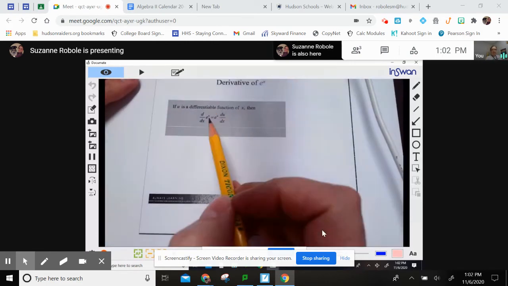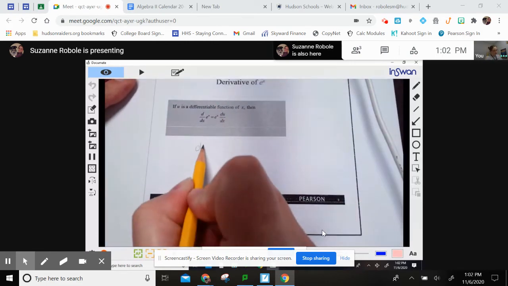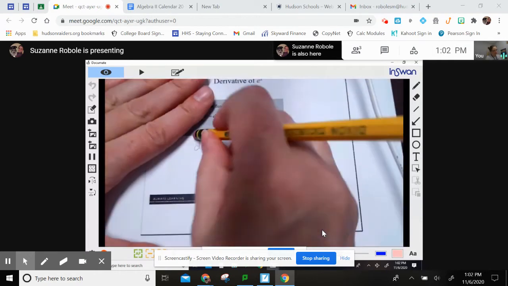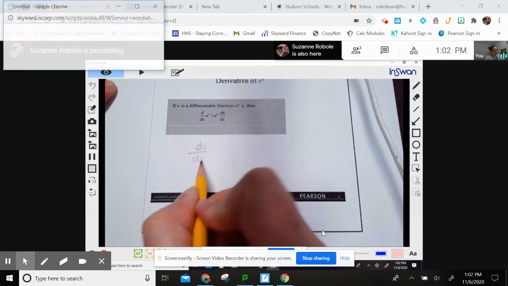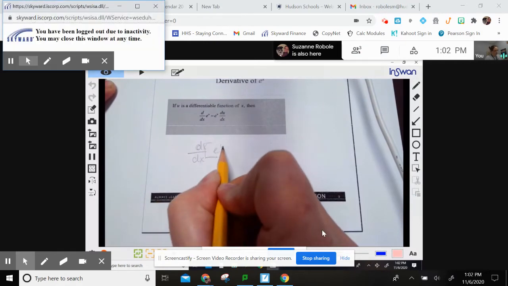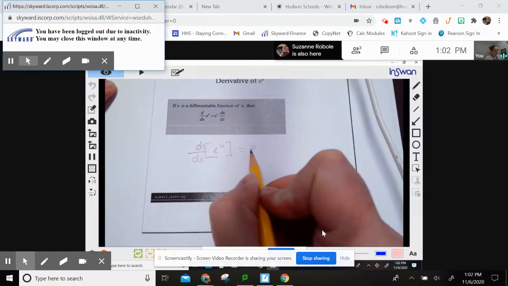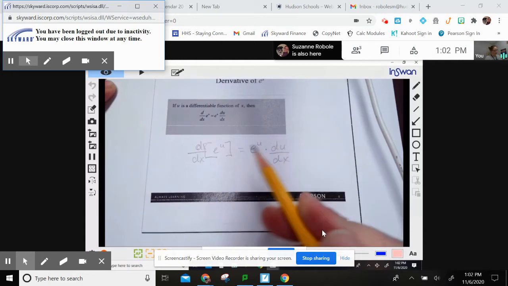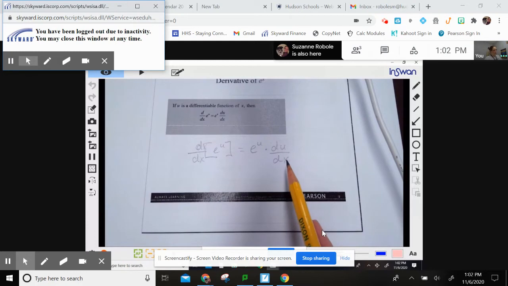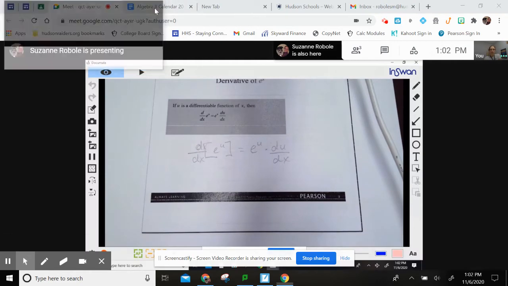derivative is right here. So we have d/dx of e to the u is just e to the u times the derivative of u. So however you want to write it, I rewrote what that is just so you could see it a little larger, but that is what I would like you to look at.